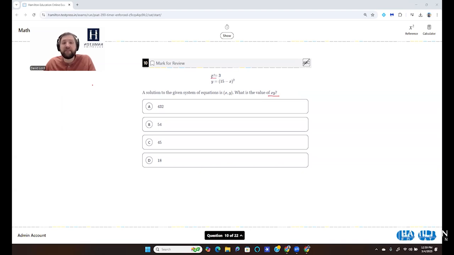So I'm going to plug in x is 3 right into the equation. y is equal to 15 minus 3 squared, which is going to be y equals 12 squared, or 144. And now we have to remind ourselves to multiply the x times the y, so 3 times 144. As you can probably guess, just estimating alone, that's 300 and more, so it can't be B, C, or D, and the answer is A, 432.